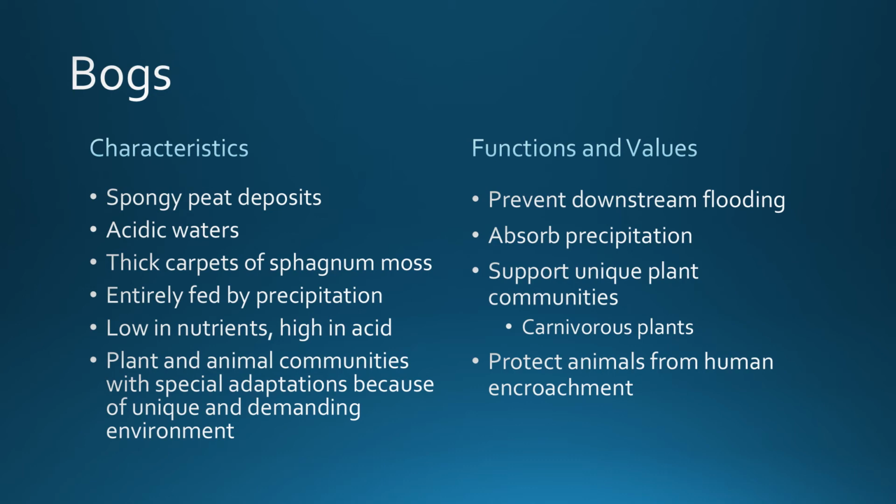But they're great because they prevent downstream flooding. Again, wetlands are great for preventing flooding. They also absorb precipitation, so when we get those huge rainfall events, because they are entirely fed by precipitation, they absorb all of that, and they just suck it right up. They also support unique plant communities, specifically carnivorous plants. Bogs often have a ton of carnivorous plants, and they're just so cool. It's not diversity because it's only a few types of plants, but they're really cool plants.